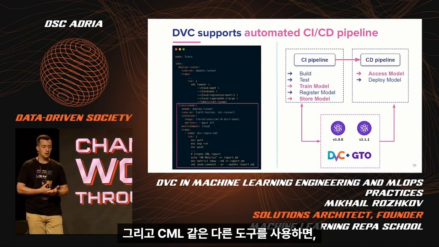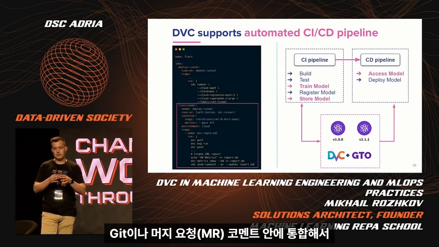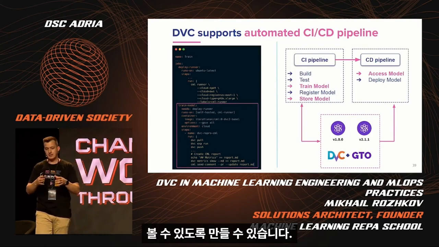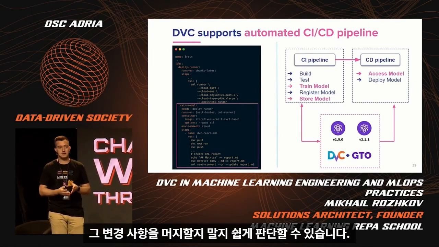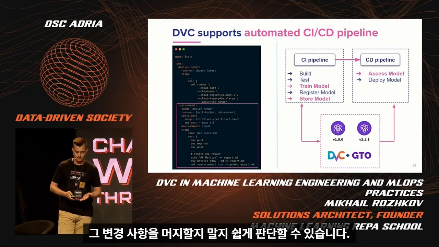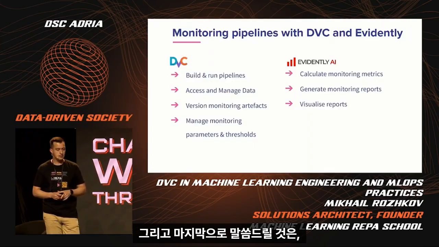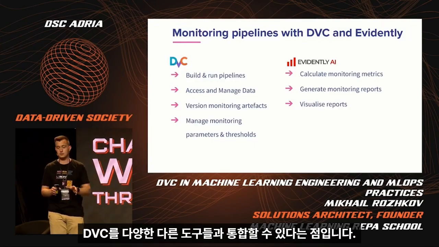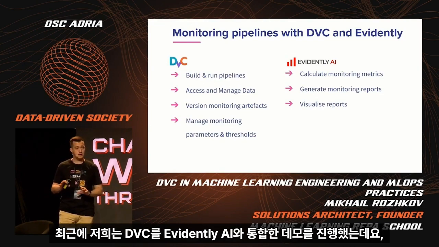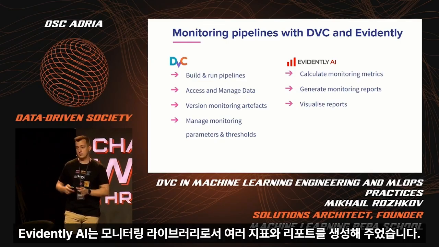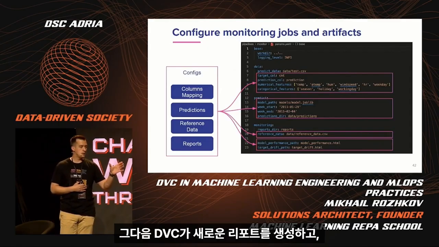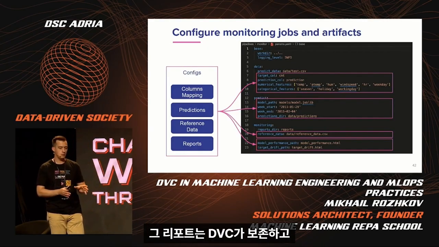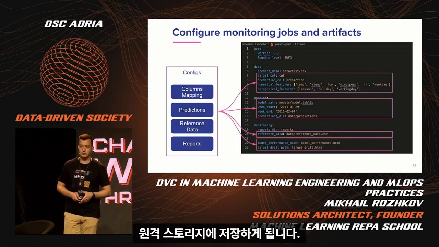And using another tool like CML, you can also integrate the model training reports inside your Git pull request or merge request. So you can see the model training evaluation report inside your Git repository and easily understand whether you should merge those changes or not. Okay, and the last thing is the ability to integrate DVC with different other tools. Recently, we had a demo where we integrated DVC with Evidently AI. DVC was responsible for automation and versioning, and Evidently AI is a monitoring library that calculates different metrics and reports for us. So we designed a separate pipeline that runs more predictions, like batch scoring, with DVC, then generates new reports, and DVC preserves those reports and saves them into remote storage.